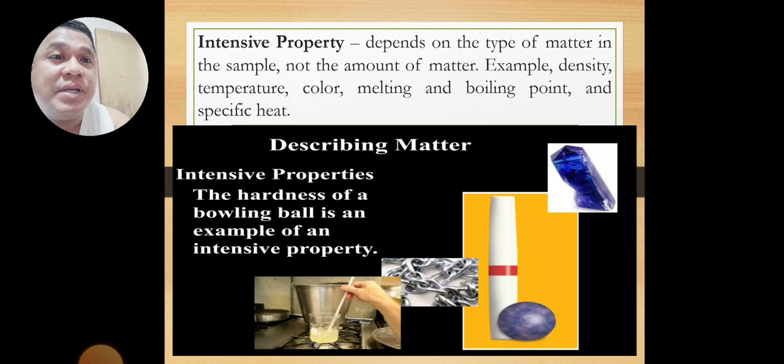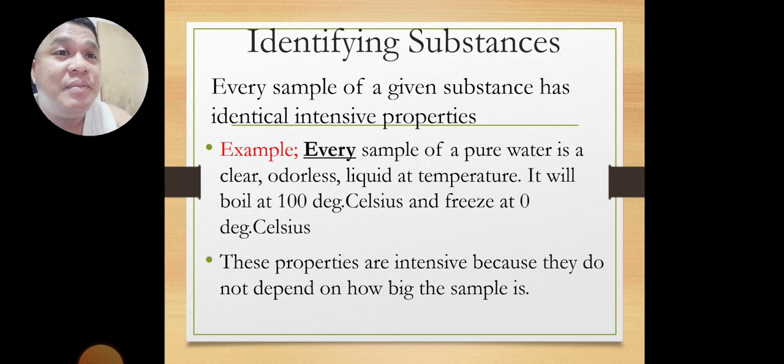So another example of intensive properties, aside from temperature and density, is the color, the melting point, the boiling point, and of course the specific heat. Also, the hardness of a bowling ball is an example of an intensive property. So intensive properties are like those.